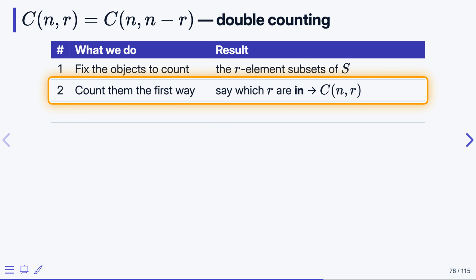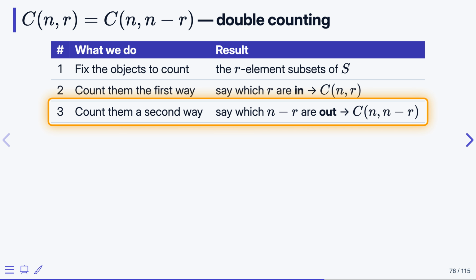Step 2. Count it the first way. Choose which r elements are in the subset. There are C(n, r) ways. Step 3. Count it a second way. A subset is just as well described by what it leaves out. Choose which n minus r elements are out. There are C(n, n minus r) ways.